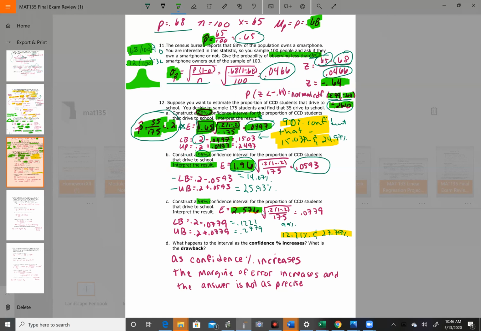The rest stays the same, but our margin of error is now higher, which is going to make our range larger and our answer less precise. So we are more confident, but our values are going to be less precise. So we are 99% confident that the percent of CCD students that drive to school is between 12.21% and 27.79%. So D, as I've been stating, as the confidence percent increases, the margin of error increases, and our answer is less precise because of it.